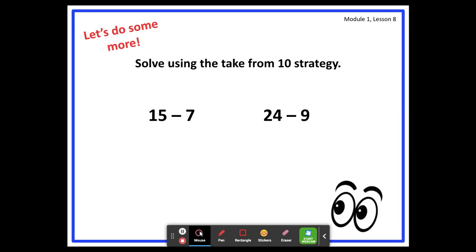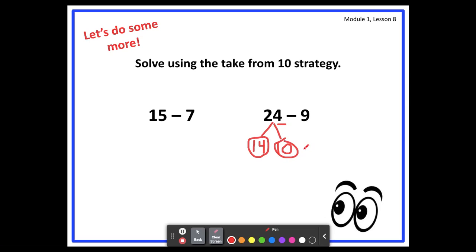Solve using the take from 10 strategy. So here we have, I'll start with 24 minus 9. So that means we want to take 10. That is the strategy. 10 from 24. So here you really have to think about your tens. If you're taking 10 from 24, how many tens do you have left? Right, you have 10 left, but you also have 4 ones. So you have 14 on your other part. And this is where it can get a little bit tricky for some of you.